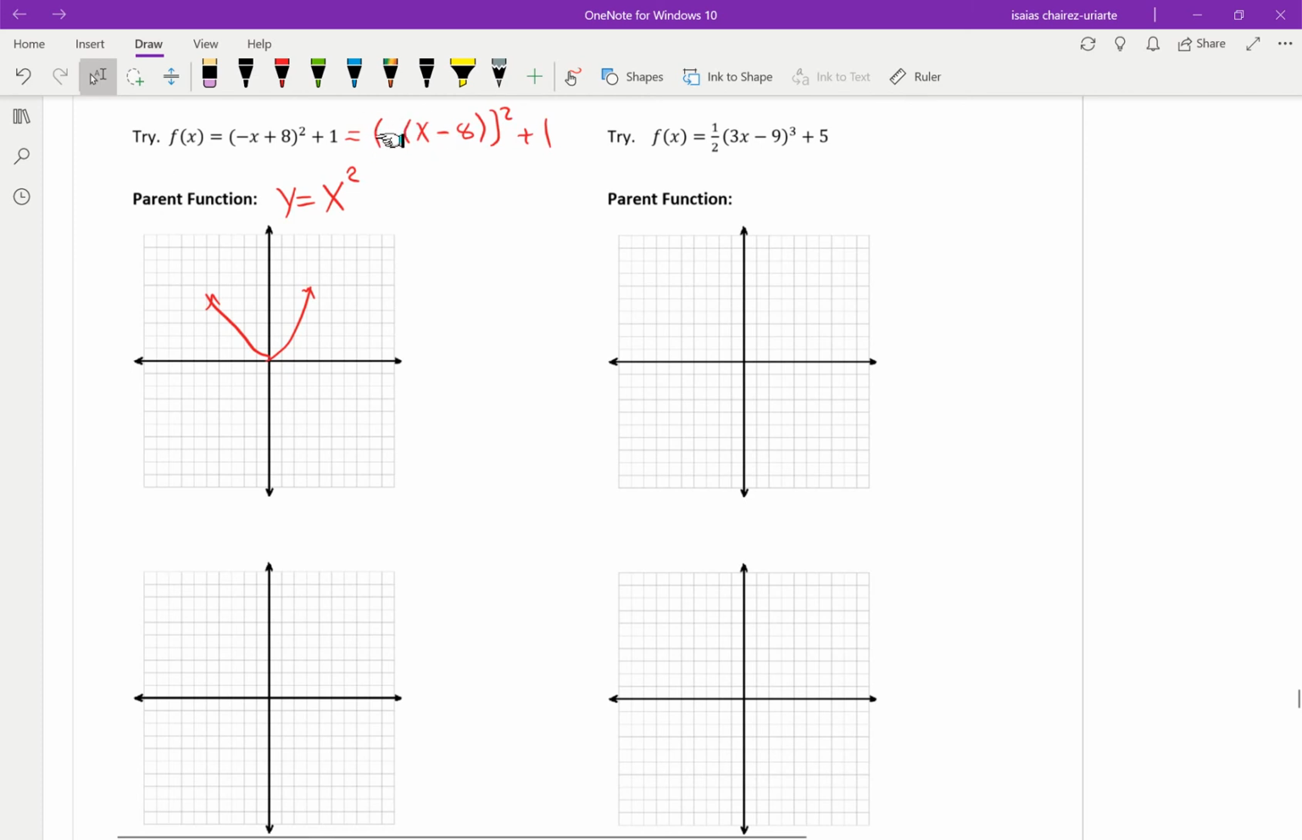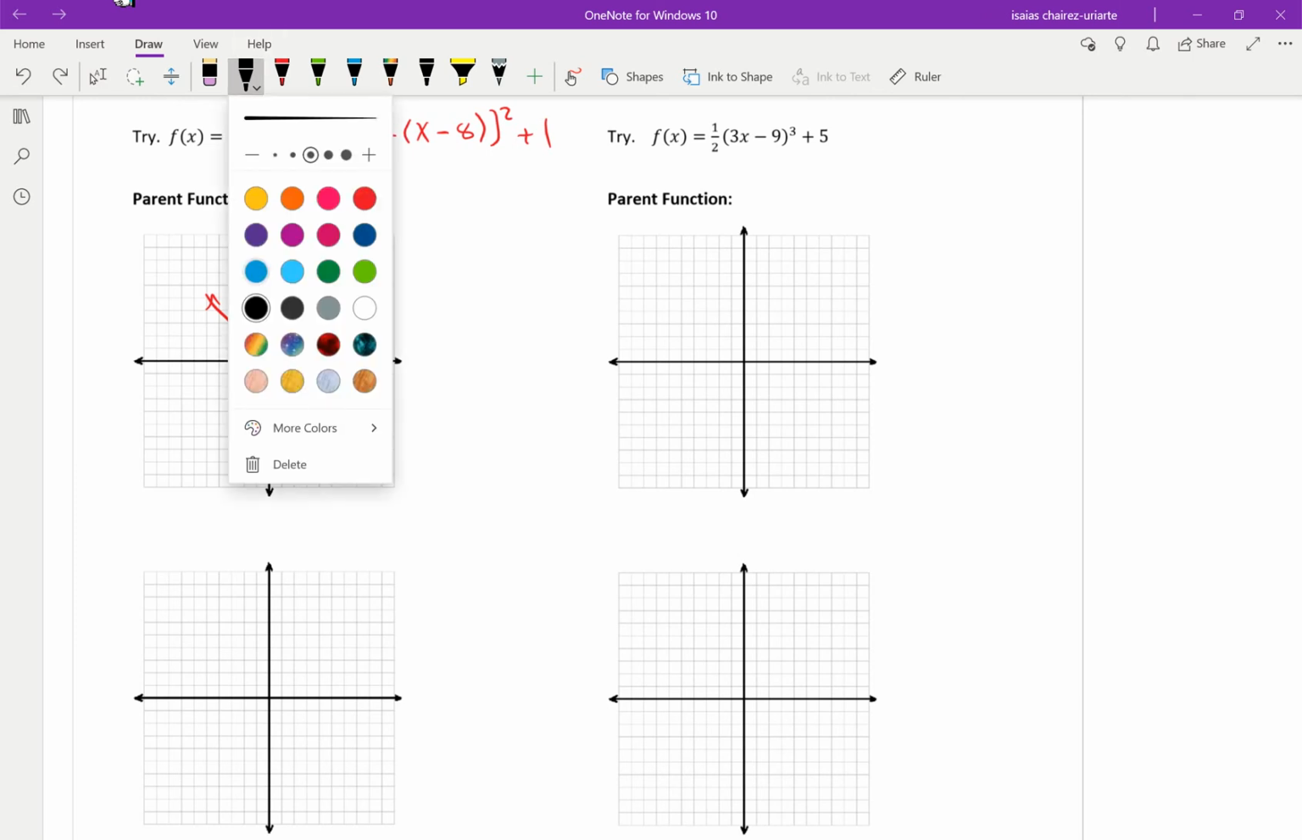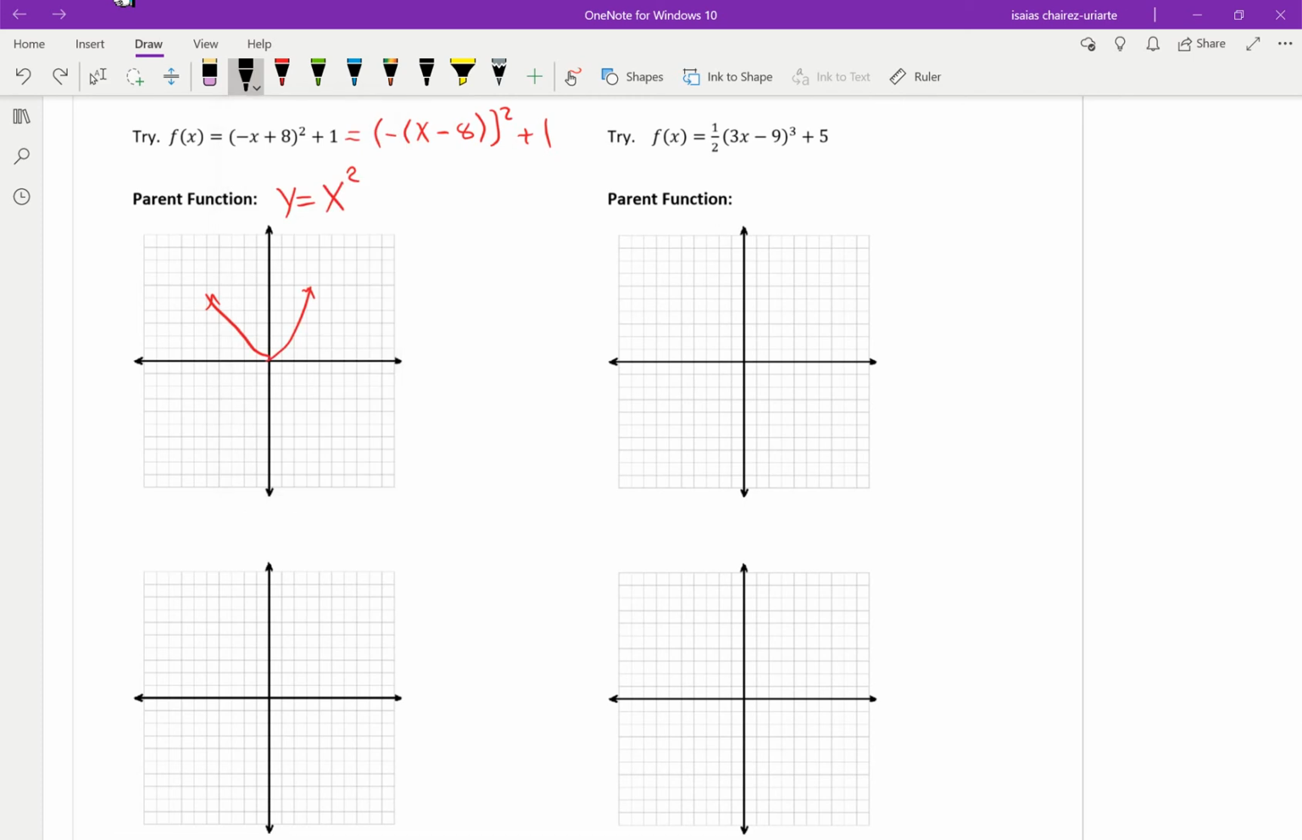So this negative right there, let me write it here in black. I want to use black ink just to not crowd everything and make things separate here. Let's see, can I circle that now? There we go. So this is a reflection on the y-axis. That's what that negative does.